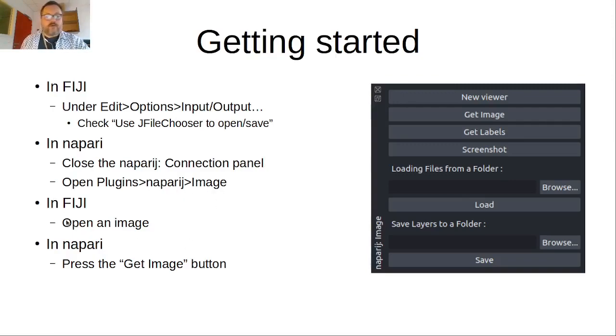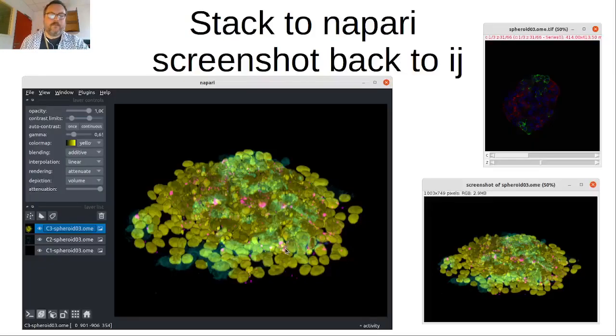And now we're ready to work with it. We can open images in FIJI and press the Get Image button to get them over to Napari. If these are labels, so labeled masks in ImageJ, then we can use the Get Labels button, and we can send screenshots back and also create a new Napari window, and get other images into the new one. So this is how it looks like.